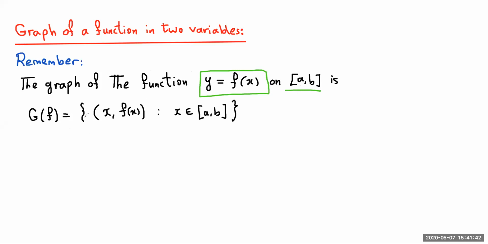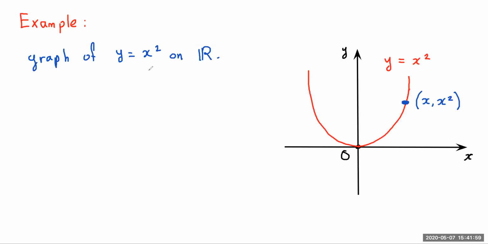It's by definition the set of all the points (x, f(x)) in the plane R^2 where x moves in the interval [a, b]. So for example, if we take the graph of the function y equals x^2 on R, we can take all the points here (x, x^2), because f(x) is x^2. So all these points, when x moves in R, will sketch the parabola y equals x^2.